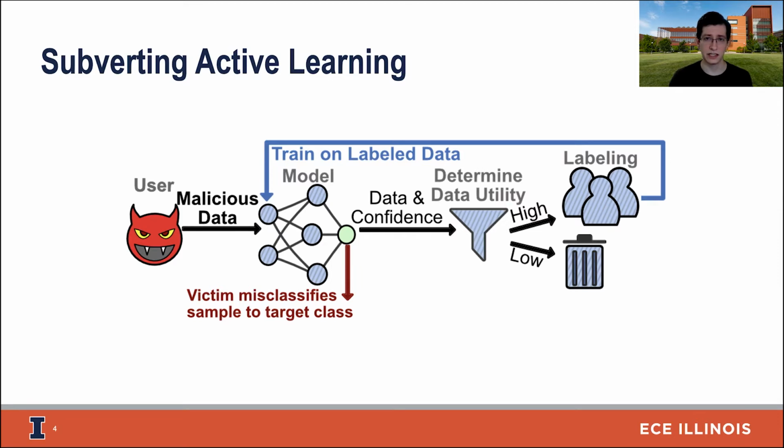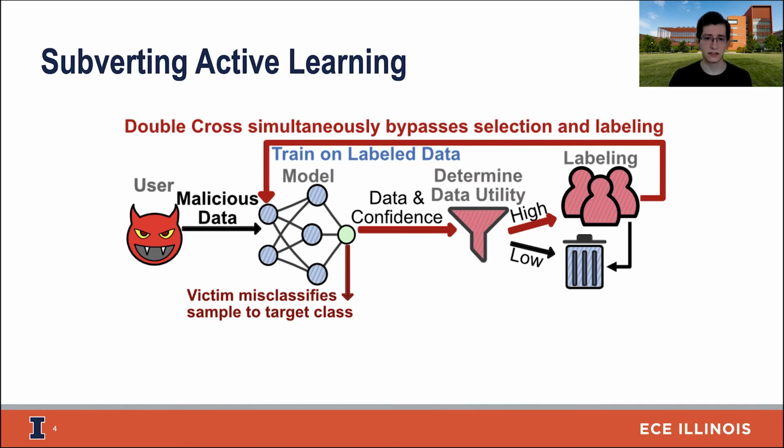However, active learning is not trivial to attack. First of all, it performs aggressive filtering of inputs. Inputs which are not deemed algorithmically useful are simply discarded. Active learning also involves human annotators during retraining. If these annotators are unable to determine the true label of an input, the input cannot be used for retraining. Adversarial modifications to inputs, for this reason, must be stealthy. In short, malicious inputs must be both algorithmically selected and manually labeled before they can be used for victim retraining. We present the double cross attack to simultaneously bypass selection and labeling.